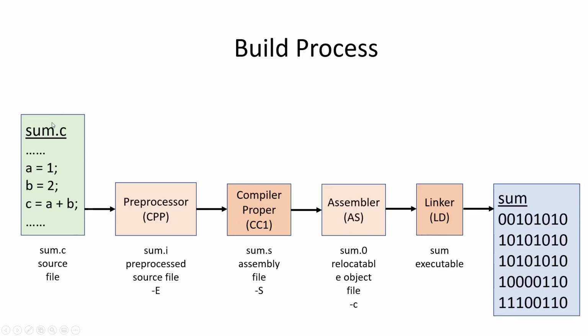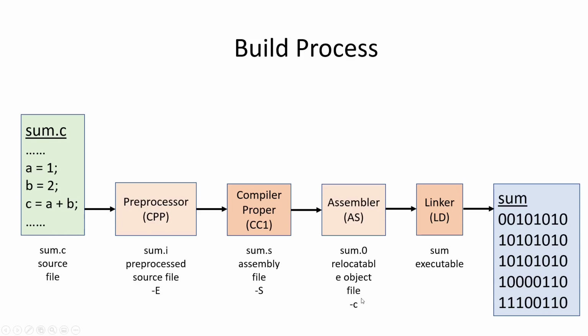All right, so we're going to start with the source file, sum.c. That goes to the preprocessor. This preprocessor does all of the commands that begin with a pound sign. It's going to generate a sum.i file, also called a preprocessed source file. And the command that we need to add to the compiler is the -E.